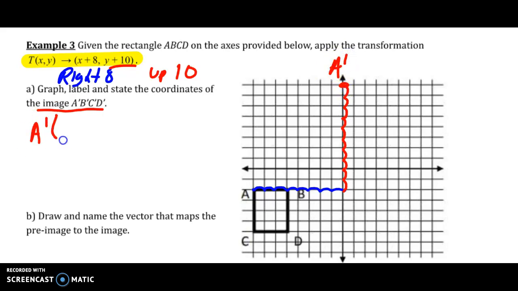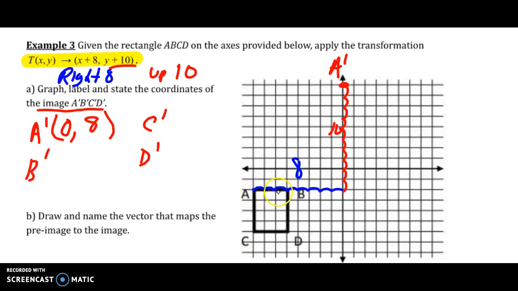So my new point for A prime is on the y-axis, which is 0 in the x, and I count up 1, 2, 3, 4, 5, 6, 7, and 8 up from the origin. So that's my new A value. I can apply, again, that movement of 8 to the right and 10 up to each point. However, if I know that the two rectangles are going to be moved the same amount and the resulting figure is going to be congruent, so A prime, B prime, C prime, D prime is going to be congruent to A, B, C, D, that means the lengths are the same.